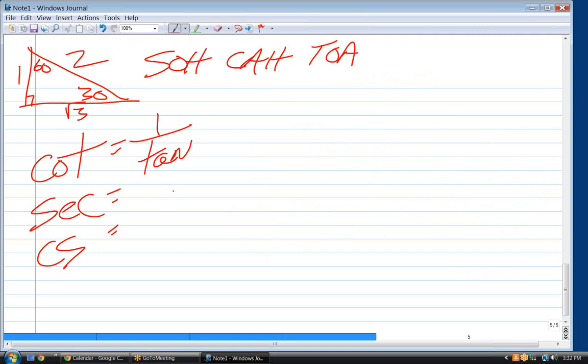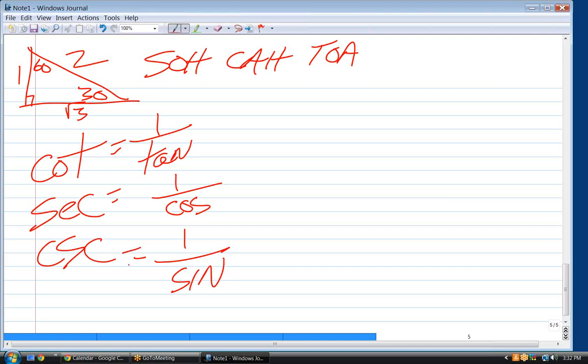What's the reciprocal of secant? What is it? The cosecant? No, it is cosine. And the reciprocal of cosecant is sine.